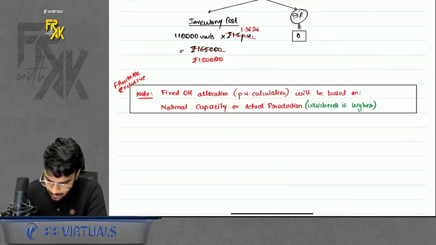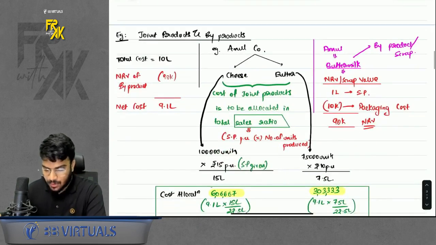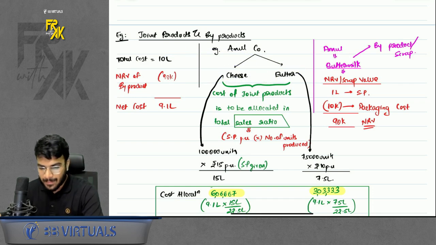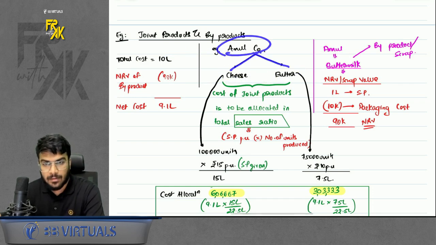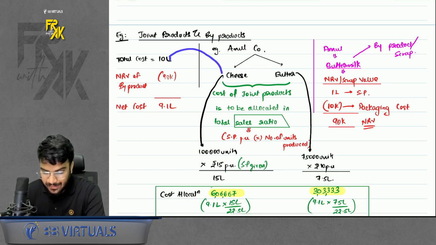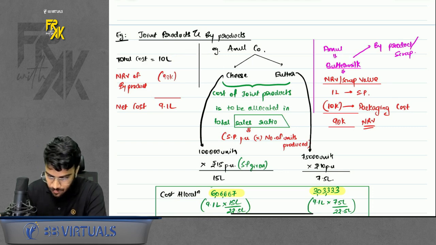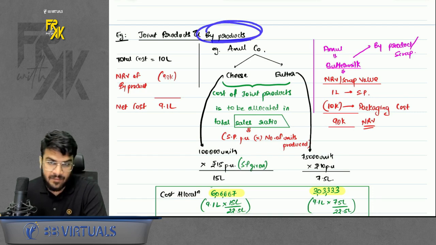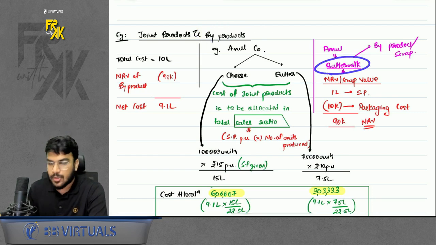Sometimes what happens is you are manufacturing two products together and you are incurring cost together, but you don't have the bifurcation of the cost. Example, Amul company prepares cheese and butter. They incur 10 lakhs total cost, but don't have the bifurcation of how much out of 10 lakhs was incurred for cheese and how much for butter. Now what to do? In that case, there can also be a byproduct which results, like buttermilk. So what to do?